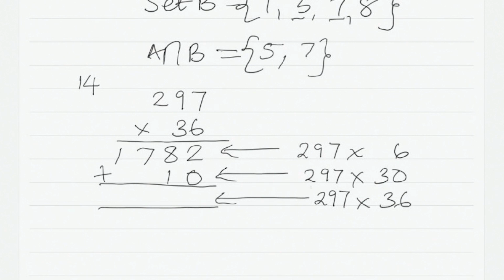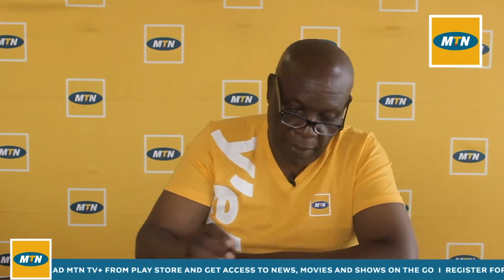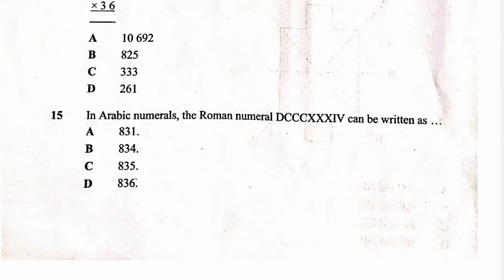So now here what is needed is addition. 2 plus 0 gives us 2. 8 plus 1 gives us 9. 7 plus 9 gives us 16, carry 1. 1 plus 8 gives us 9. 9 plus 1, which we carried, gives us 10. Meaning our answer is A, where we get 10,692.